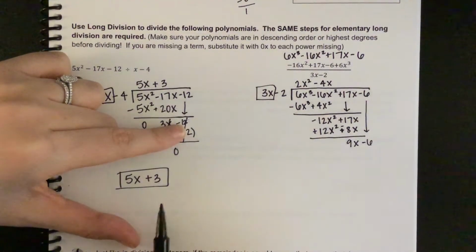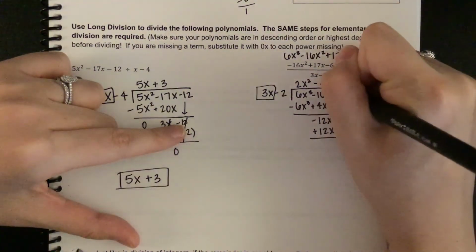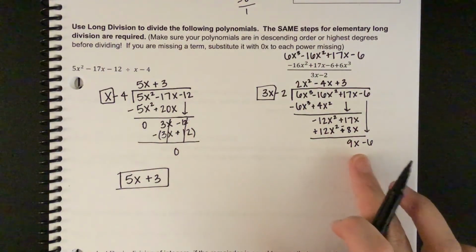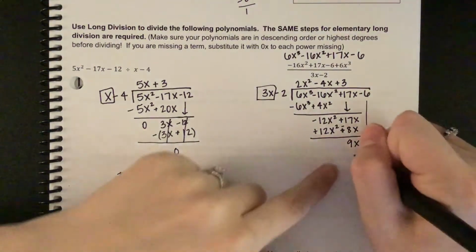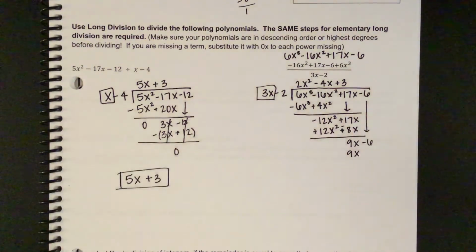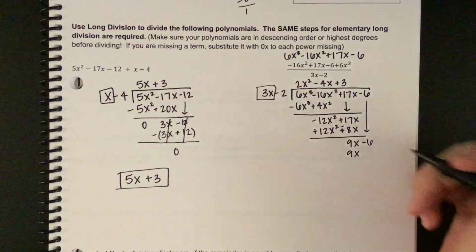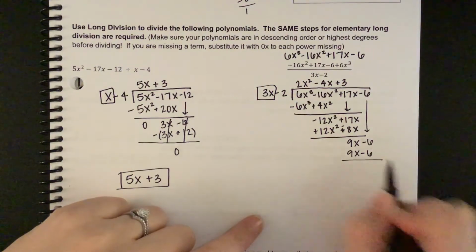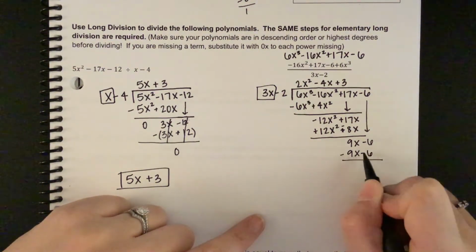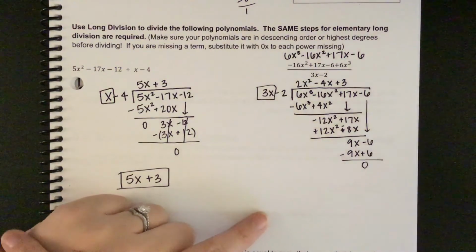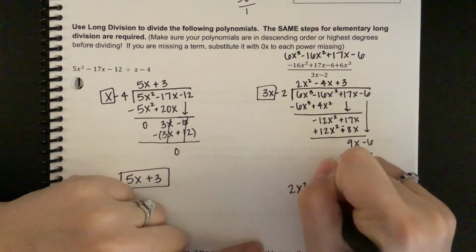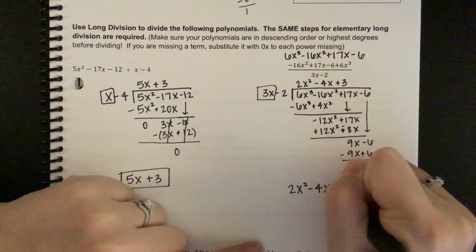3x into 9x, so 3 times 3 is going to give me 9. I don't have to multiply my x by anything to get an x. So 3 times 3x is going to give me that 9x. And then 3 times negative 2 is negative 6. Subtract, so change your signs, and you're left with 0. So my answer here is 2x squared minus 4x plus 3.